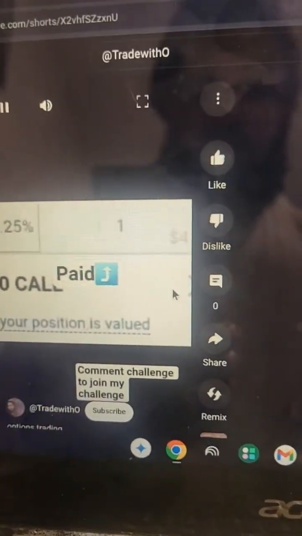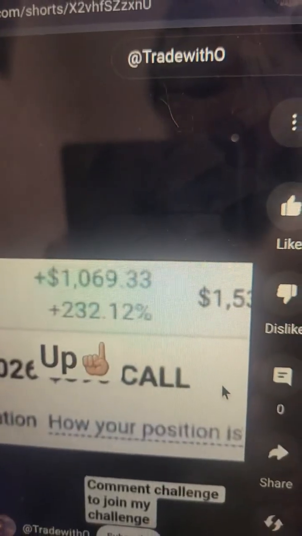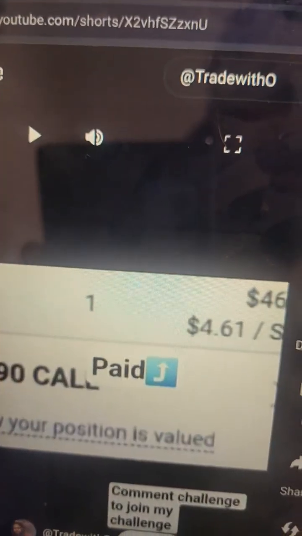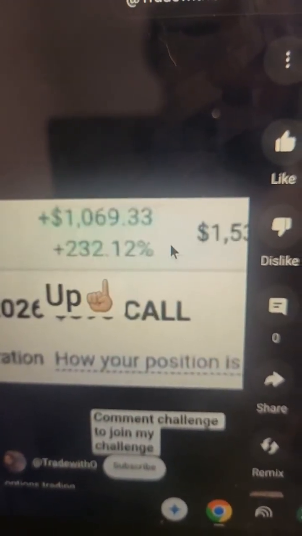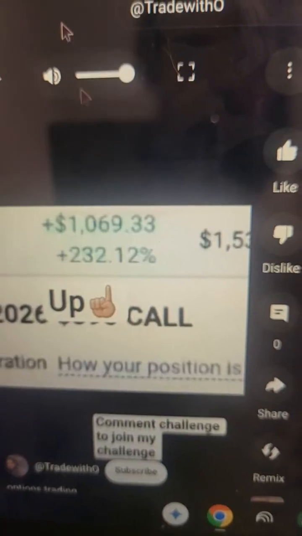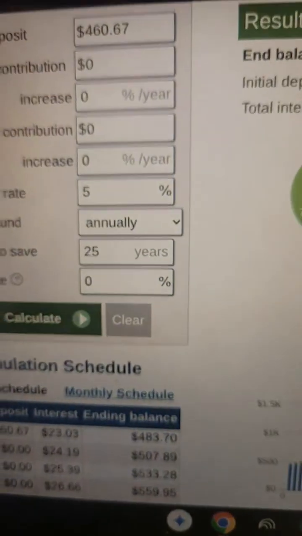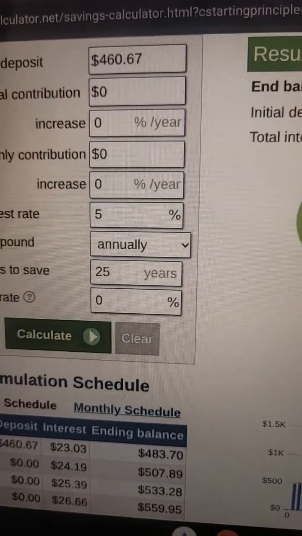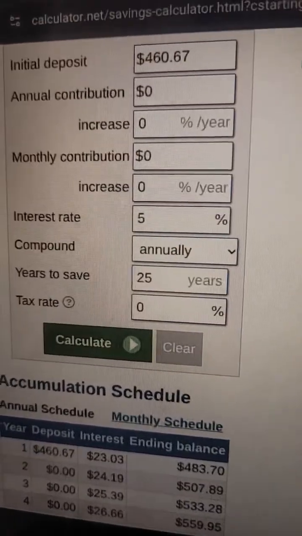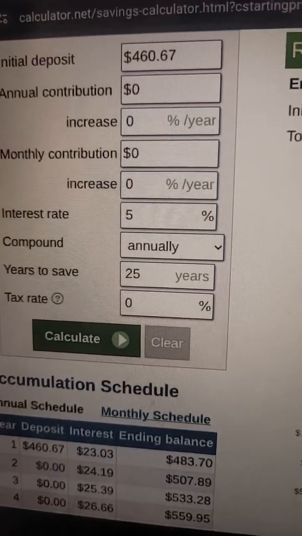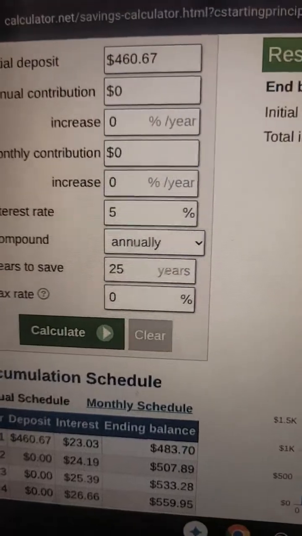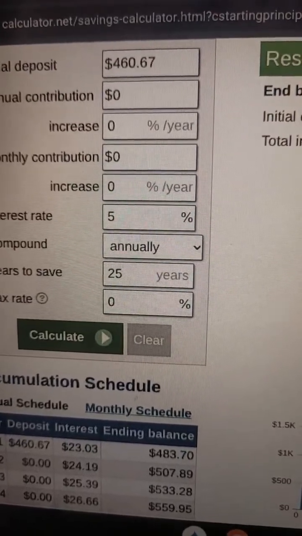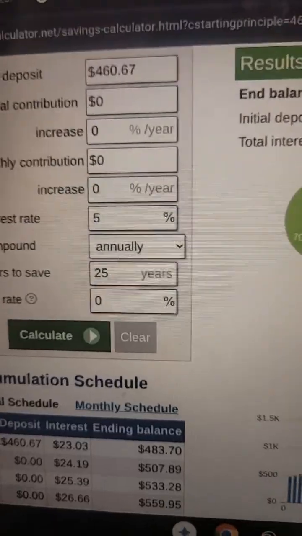What I showed you here on this option contract that I have here. It would take you about, say, 232.12%. If you have a high yield savings account with an annual percent return of 5%, it would take you about 25 years to make what I just showed you with the option contract, and that was less than a year, guys.